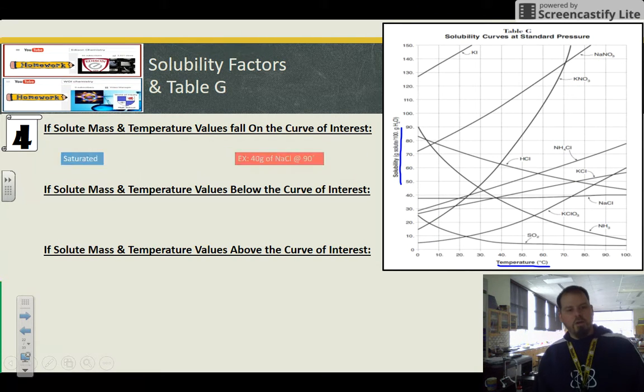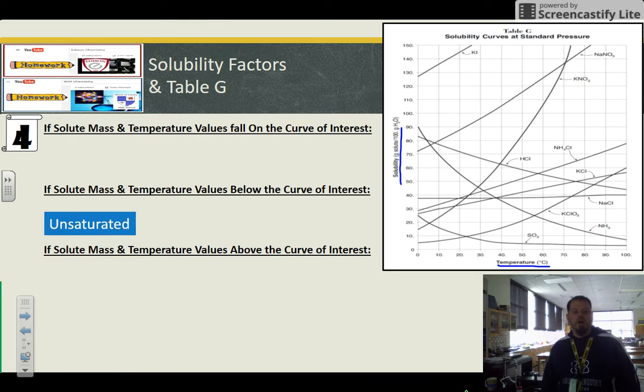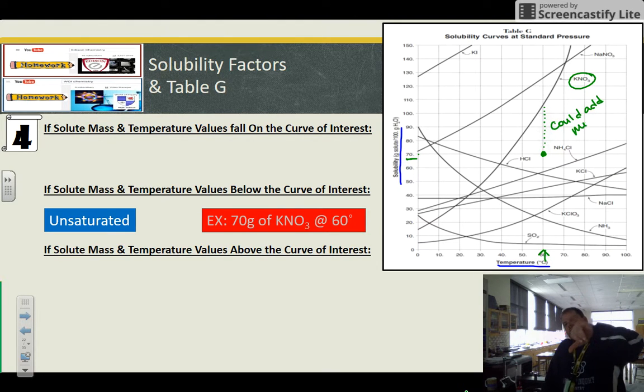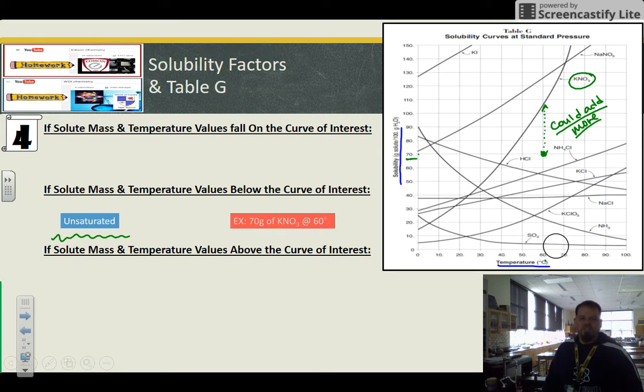If I fall below the curve, I'm said to be unsaturated. I have less solute than I should be able to. 70 grams of KNO3 at 60 degrees. So we find 70 grams, and 60 degrees. Match those two up. Now, compare those to our line of interest, which is KNO3. And notice I am well below that line. I could add that much more into solution. That many more grams of KNO3 would still continue to dissolve if I continued adding. That's why I am unsaturated. Good? Deep breath.